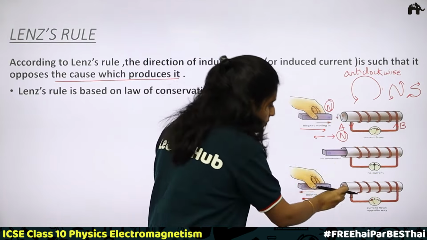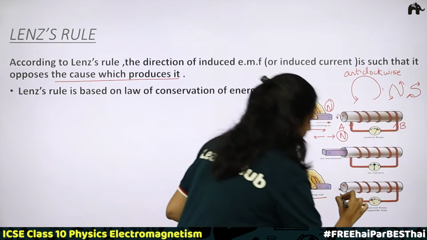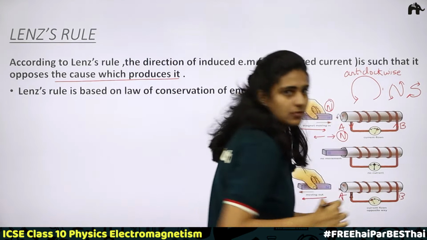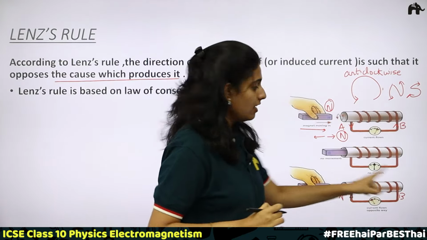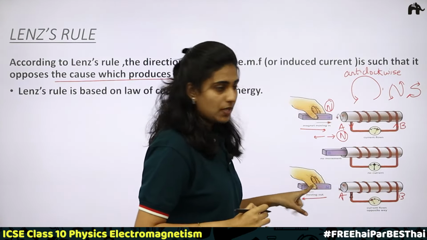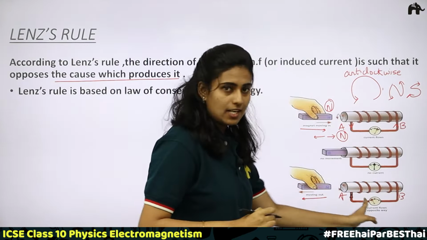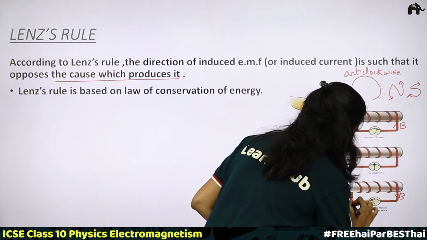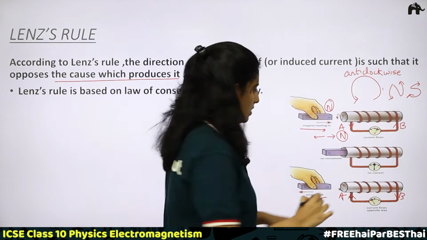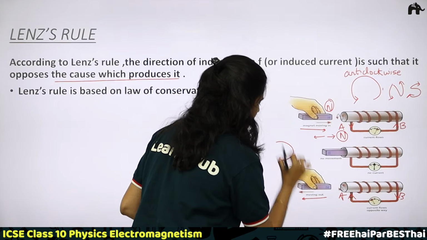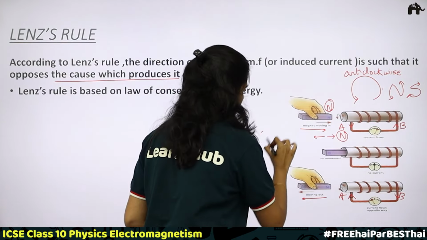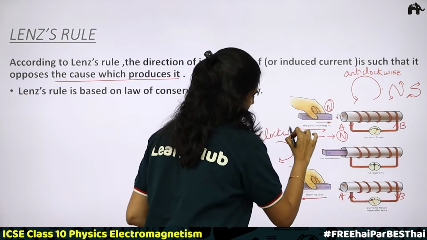Now in the second case, the magnet is being moved out. The north pole is being moved out. Here again we have ends A and B. Now when it is being moved out, what happens? The deflection you can see is towards the left. This is the direction in which you have current. Current flows in this direction, which means it is clockwise.